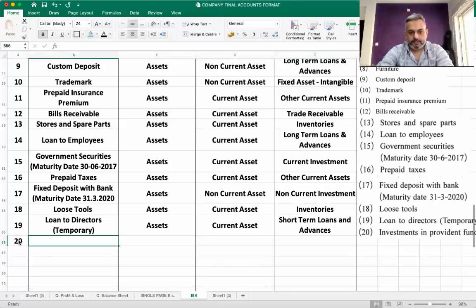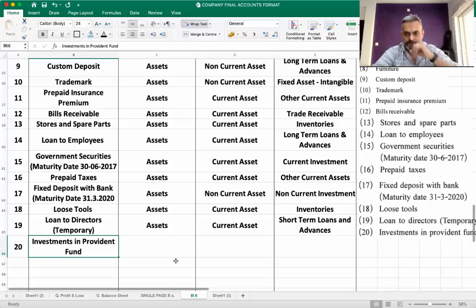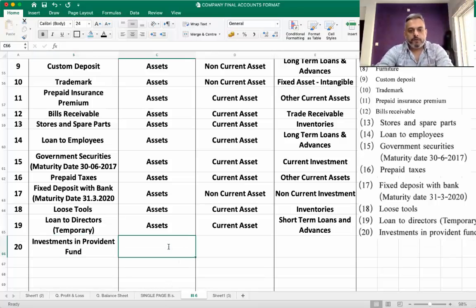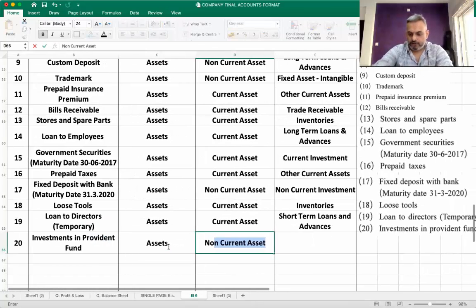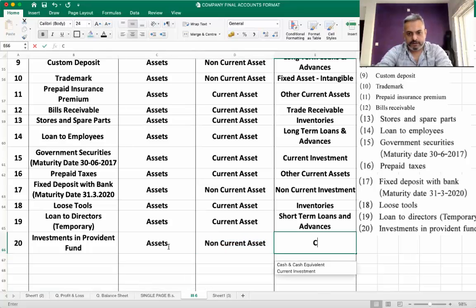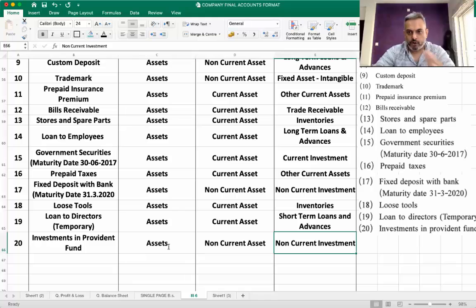And 20th, investments in provident fund. Now you have kept aside money for the employees, so what you will do, that money you will invest so that you can generate return and give that return to the employees. Okay, so assets. Now is any tenure given? No, so non-current asset and non-current investment. So it's generally for a longer period of time.